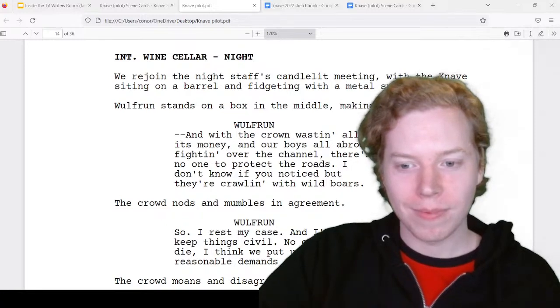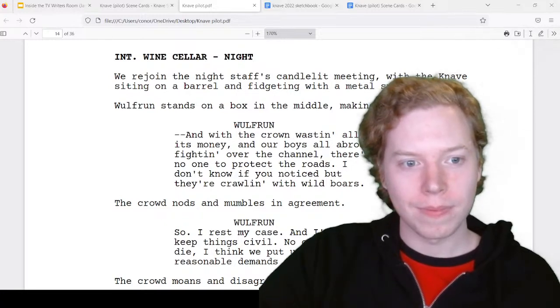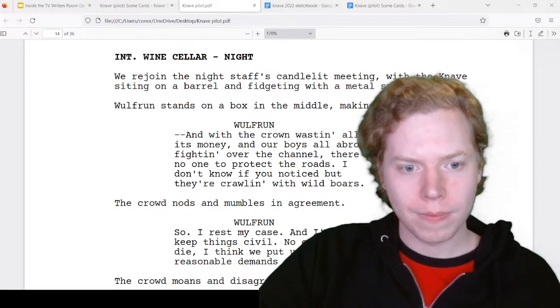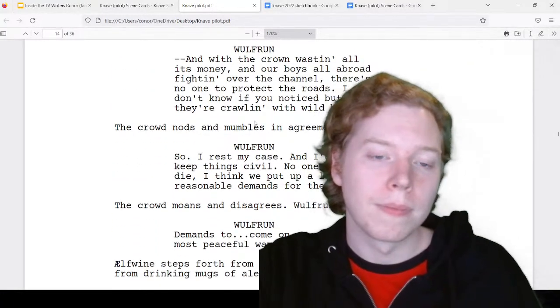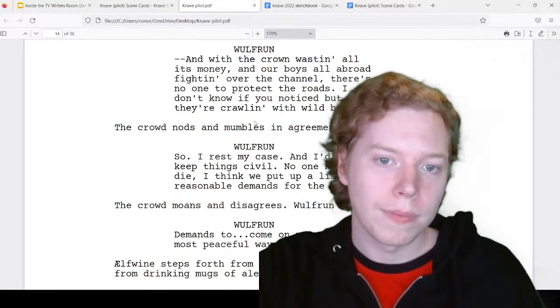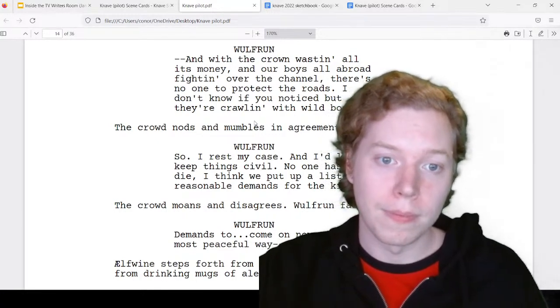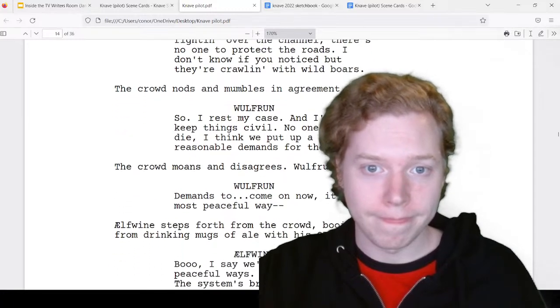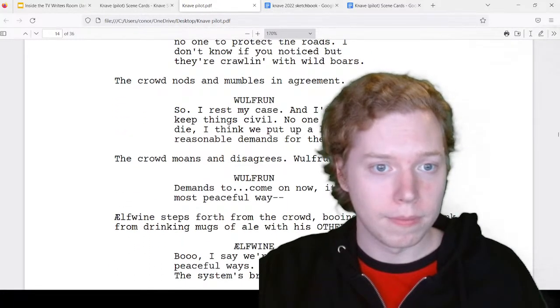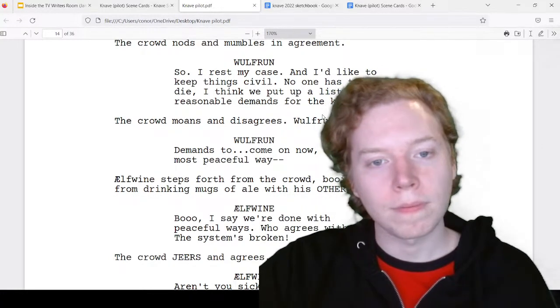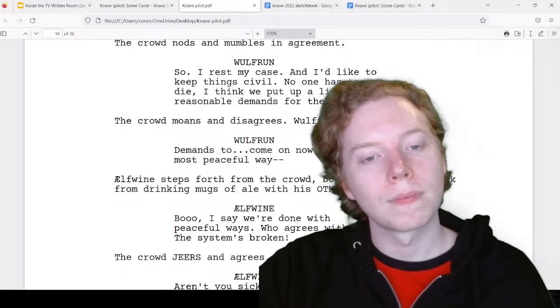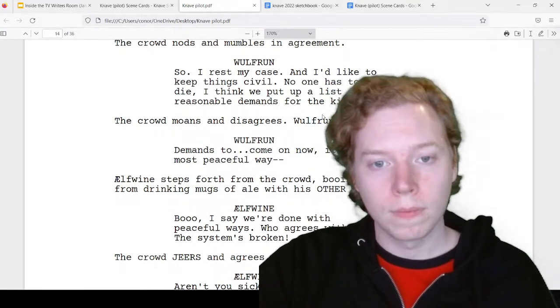Interior wine cellar, night. We rejoin the night staff's candlelit meeting, with the knave sitting on a barrel and fidgeting with a metal spring. Wolfrin stands on a box in the middle, making a speech. "And with the crown wasting all its money and our boys all abroad fighting over the channel, there's no one to protect the roads. I don't know if you've noticed, but they're crawling with wild boars." The crowd nods and mumbles in agreement. "So, I rest my case, and I'd like to keep things civil. No one has to die."